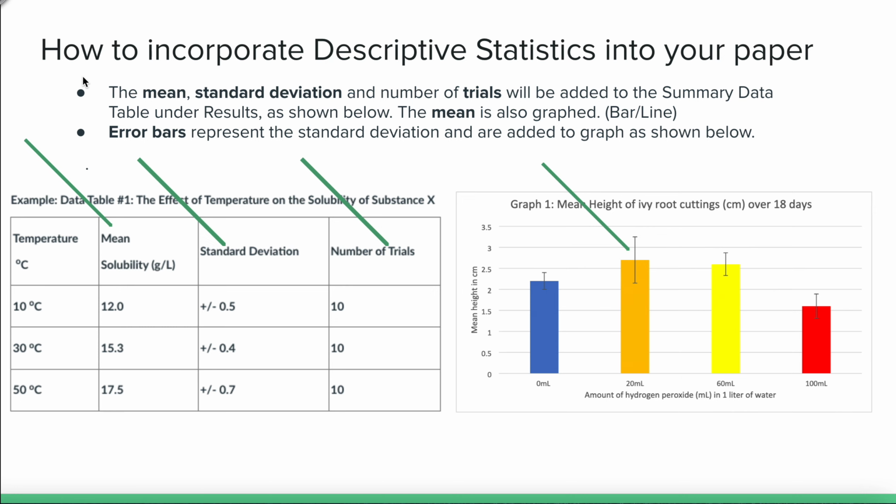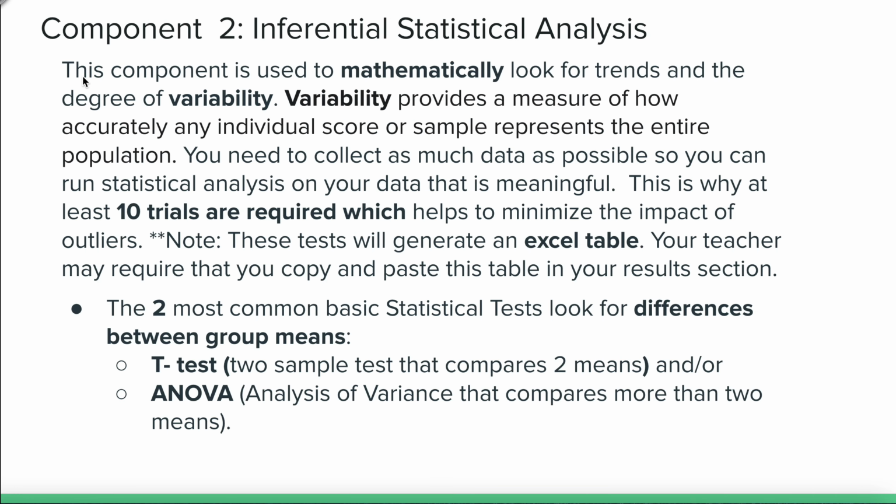All right, we're going to continue. Component 2 is the inferential statistical analysis. This component is used to mathematically look for trends and the degree of variability. Variability provides a measure of how accurately any individual score or sample represents the entire population. You need to collect as much data as possible so you can run statistical analysis on your data that is meaningful. This is why at least 10 trials are required, which helps to minimize the impact of outliers.